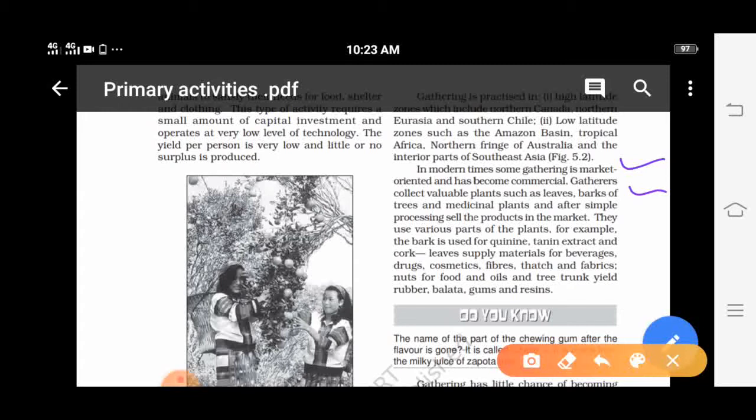For example, your cinchona plantations are used to produce quinine, and quinine is a source of medicinal extract for the treatment of malaria. Similarly, the gatherers supply leaves for beverages, for drugs, for cosmetics, for fibers, for thatch fibers, etc. The gathered products like nuts are utilized for food and oils, and the tree trunks yield rubber, balata, gums and resins. So you can say today in modern times, gathering has become market oriented.